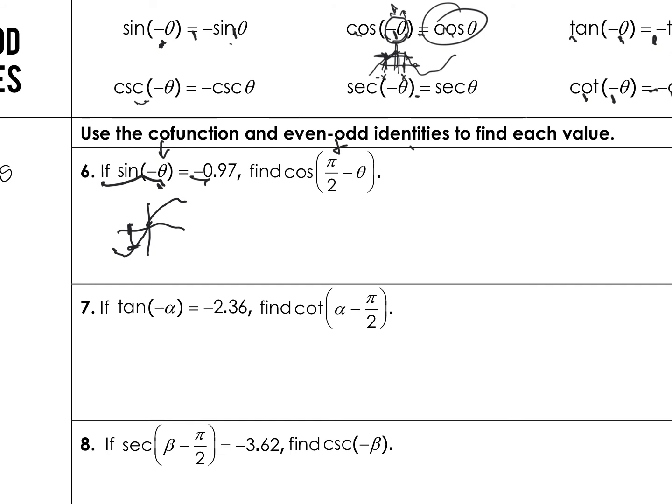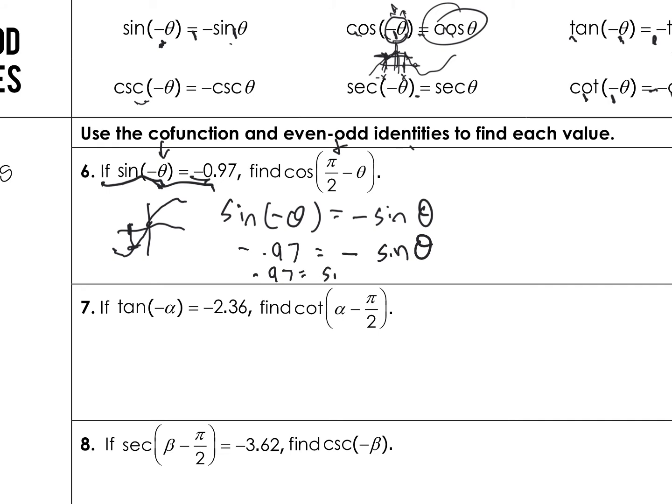So let me say this. Sine of a negative theta will be equal to the negative sine of theta. That would mean negative 0.97, because that's what this answer is, would have to be the opposite of sine of theta. Divide both sides by negative, you get a positive 0.97 will be sine of theta.